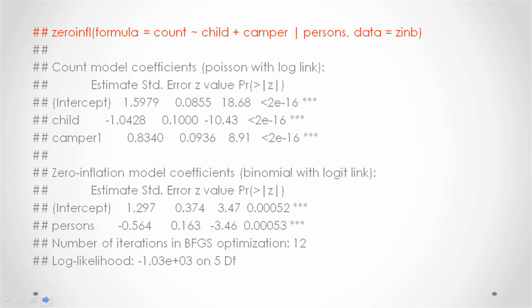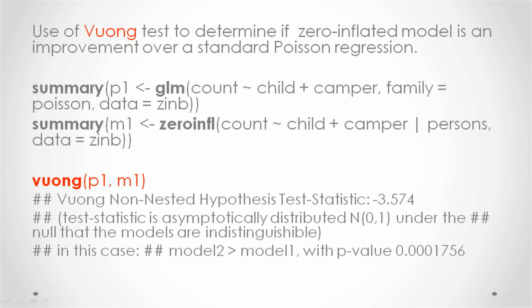So here we see the results of the zero inflated model fitted to this data. Now, application of the zero inflated model by itself does not tell us whether it has led to any significant benefits, in the sense of whether it has led to any improvements over the GLM model. This can be tested formally using something called a Vuong test. So this has been done in this slide.